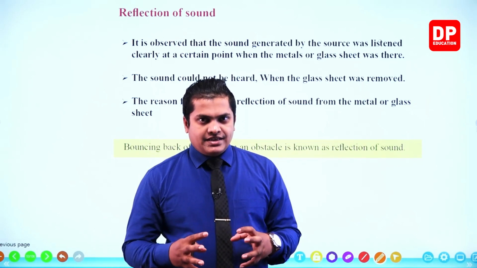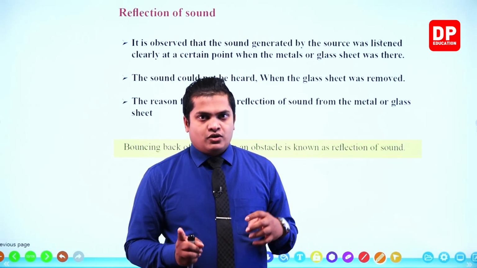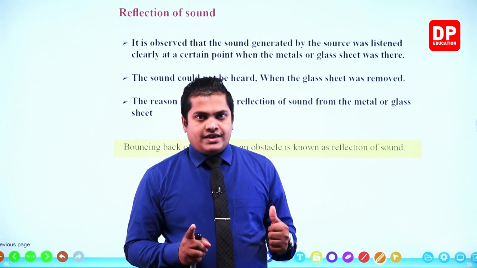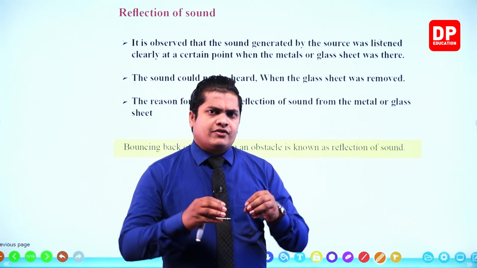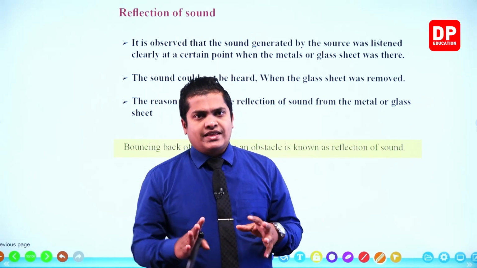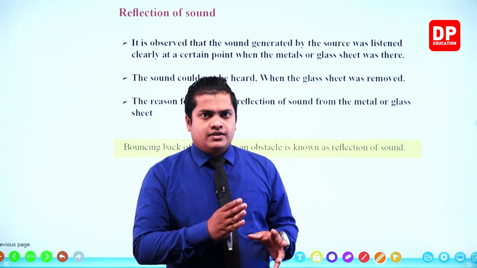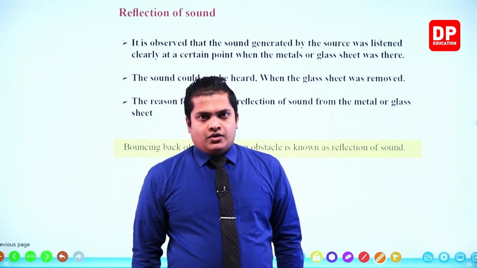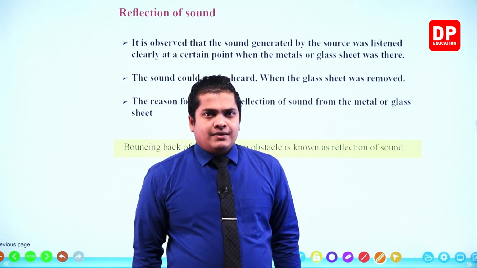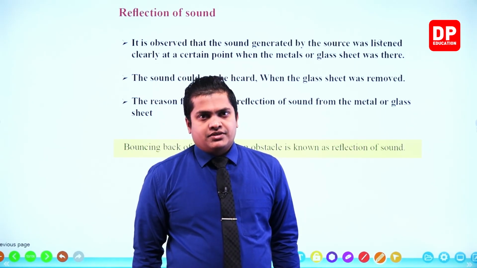So, in the same way that we observed in the properties of reflection of light, where some amount of light rays get absorbed by the surface while the rest is reflected, the same thing can be observed for sound as well. There are different materials in our environment.